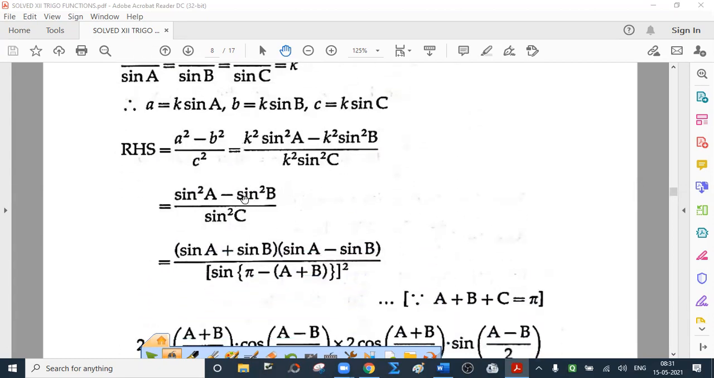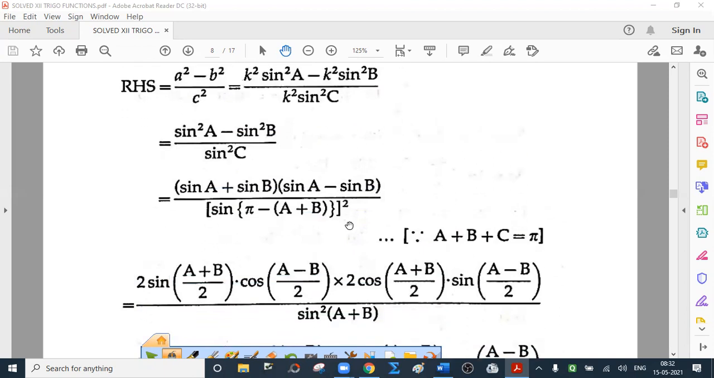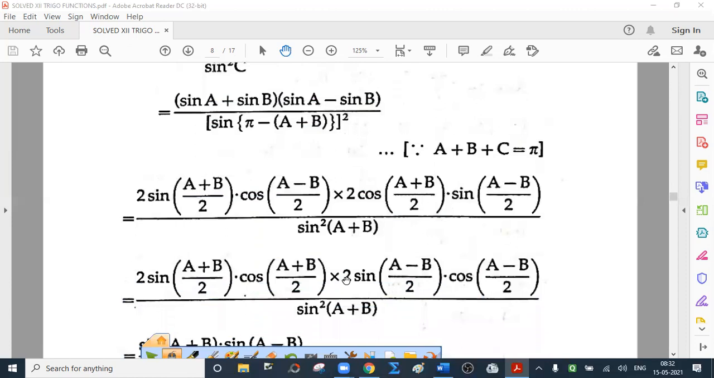K square gets cancelled. What is a square minus b square? A plus b into a minus b. Next step, apply formula sin a plus sin b and here sin a minus sin b. Now a plus b plus c is pi. So angle C can be replaced by what? Pi minus a plus b. But sine of pi means 180. Sine of 180 minus theta is sine theta only. That is why you can see sine square a plus b in the denominator.